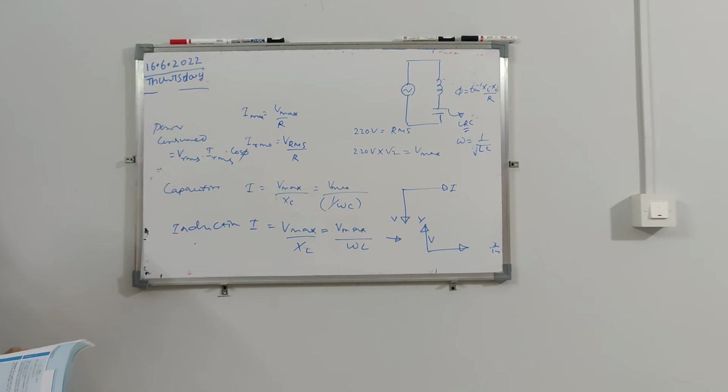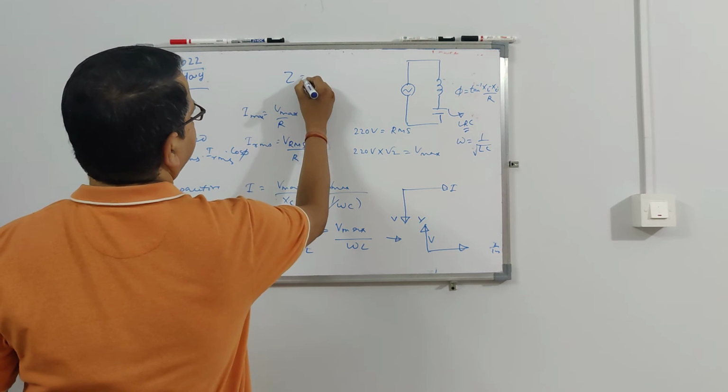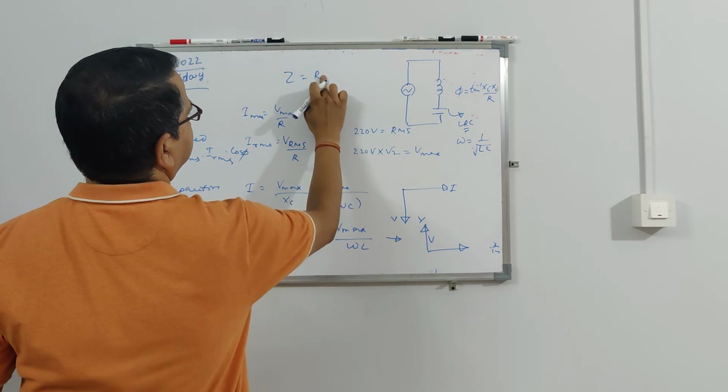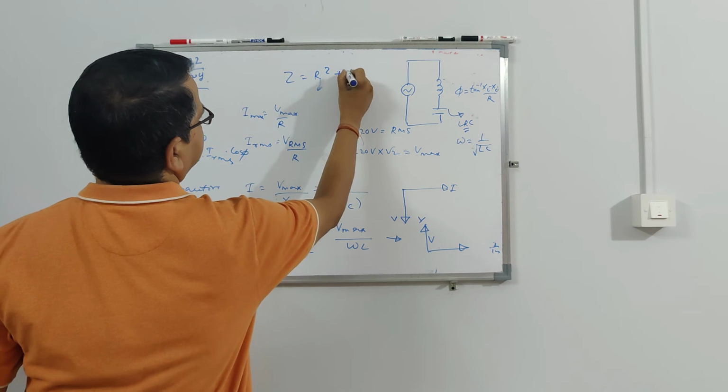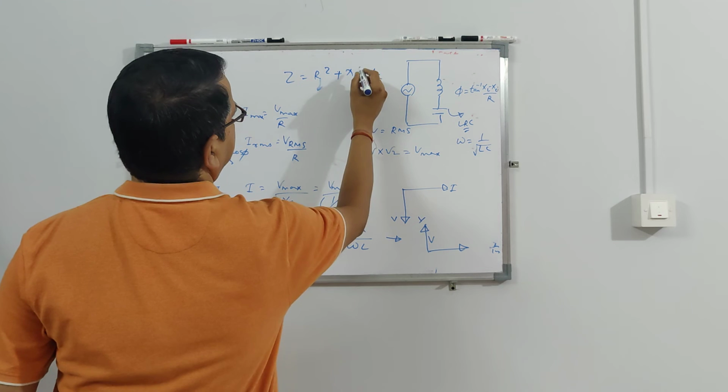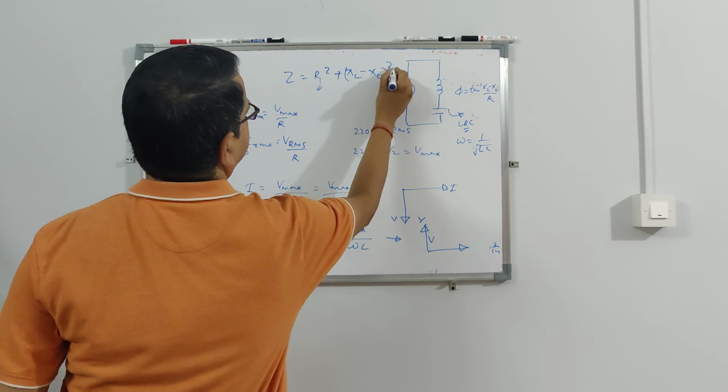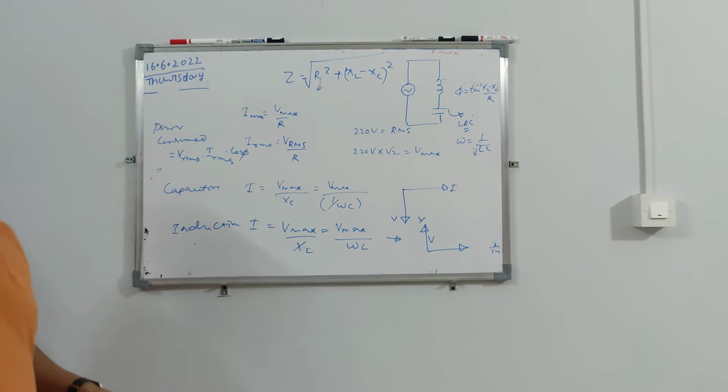Okay. So then, LCR. This is LCR only. And then impedance. Impedance is nothing but the square root of R square plus (XL minus XC) whole square. So this is your impedance of an LCR circuit.